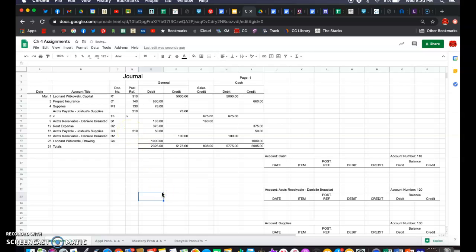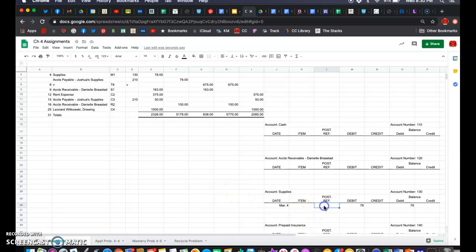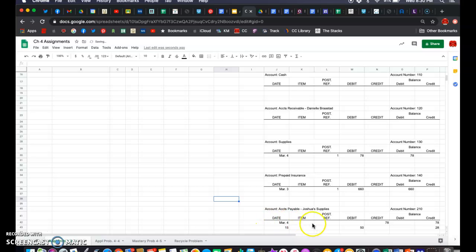Now, here's the other thing that I forgot. We are on page 1 of the journal. So every time in this post-reference column, we need to be putting the page number of wherever we're getting this information, because otherwise this is just random, like, oh, okay, March 4th, well, what? And like I said, in accounting, you always got to go back and forth. So every one of these should just be a 1 for page number 1.